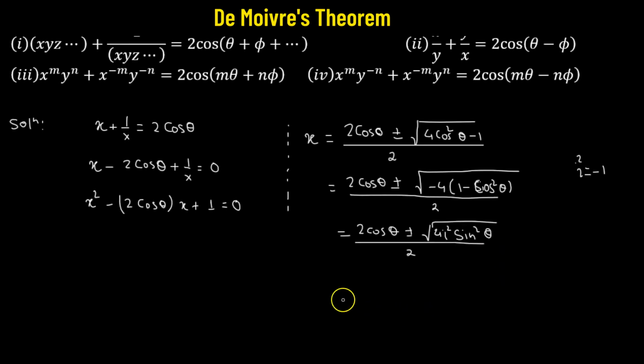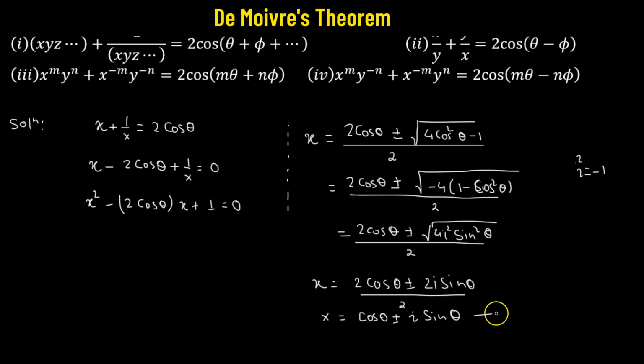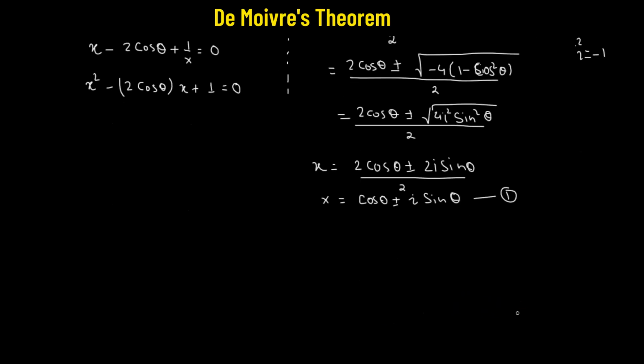So this gives us a value of x. x will be equal to 2 times cosine of theta plus or minus 2 iota sine theta, whole divided by 2. So we can divide each term by 2, which will give us cosine of theta plus or minus iota times sine theta. Let's represent this by equation number 1. We are also provided with y. We are given that y plus 1 over y equals 2 times cosine of phi. If we take the same approach and solve for y, then y will be equal to cosine of phi plus or minus iota times sine phi.